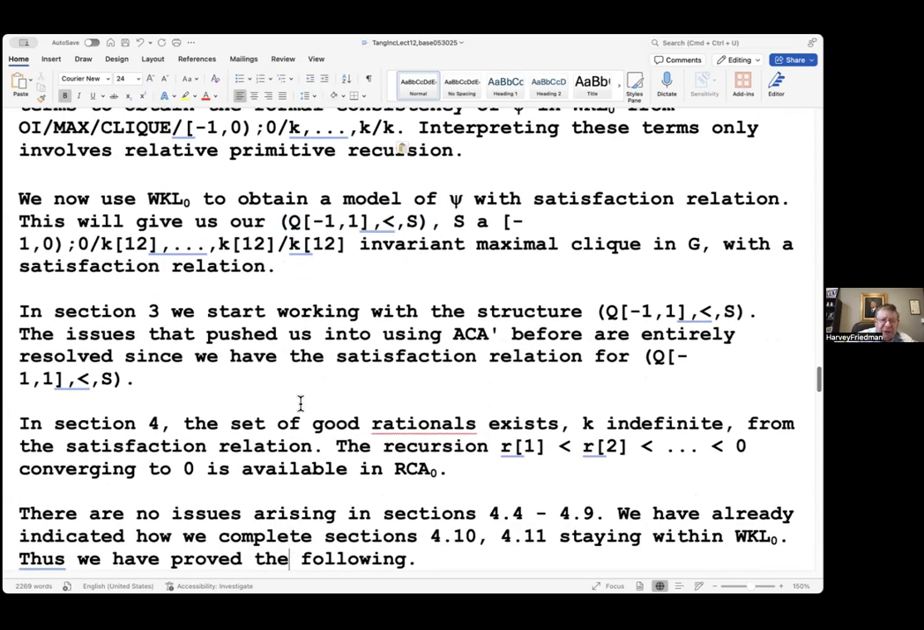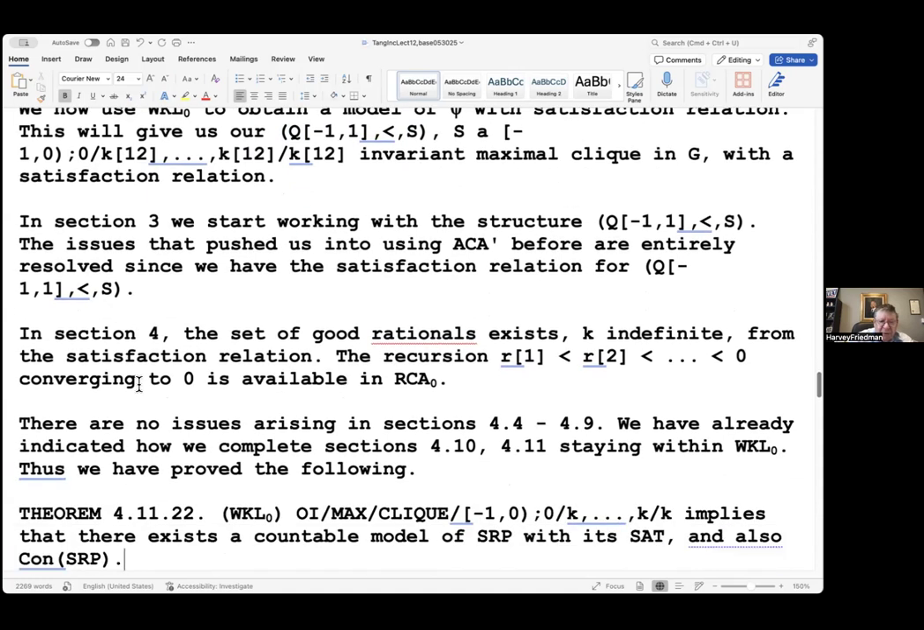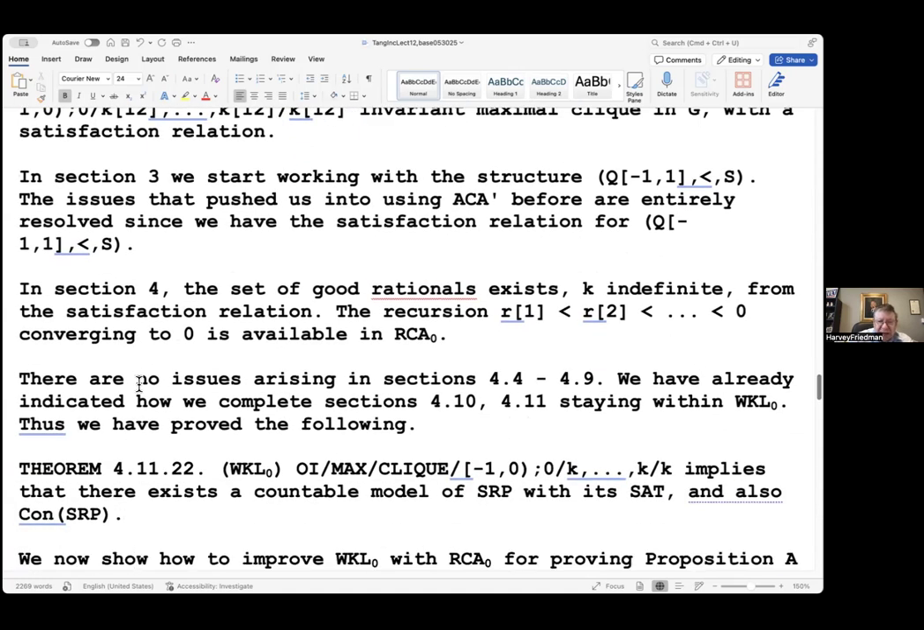In section 3, we start working on the structure. The issues that pushed us into ACA naught before are entirely resolved since we have the satisfaction relation. That's the trick. In other words, do that up front. In section 4, the set of good rationals exists, K indefinite, from the satisfaction relation. Otherwise, it's universal quantified and it needs a jump, you see. And then the recursion is available in RCA naught. It's just a primitive recursion, a relative primitive recursion.